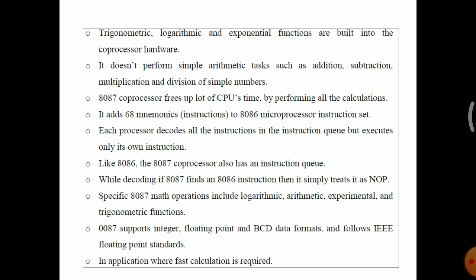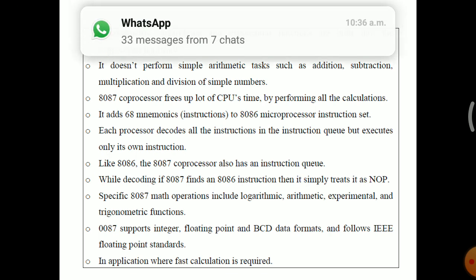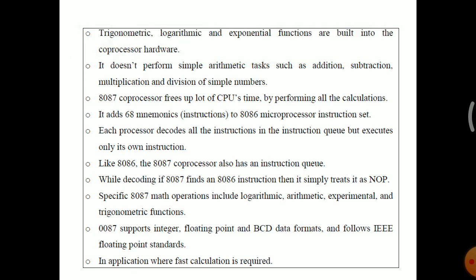Next, the 8087 coprocessor thus frees the CPU's time, as I mentioned. The complicated task will be performed by 8087. So the 8086 CPU will be freed for doing other intelligent tasks.